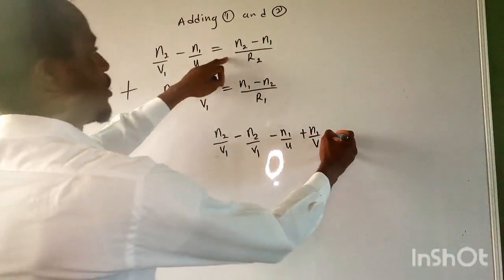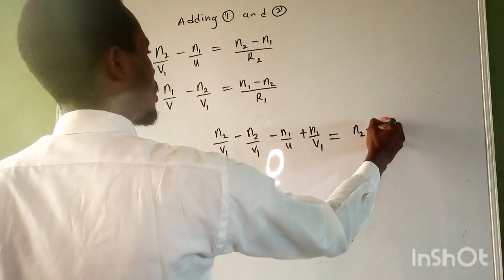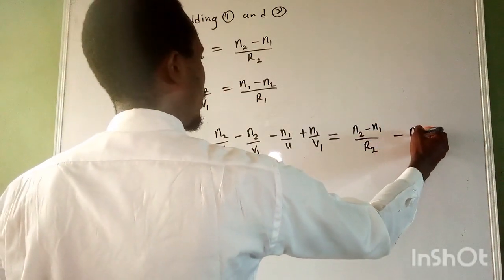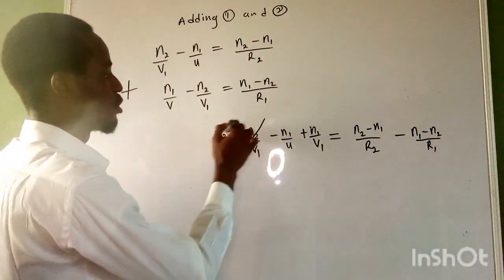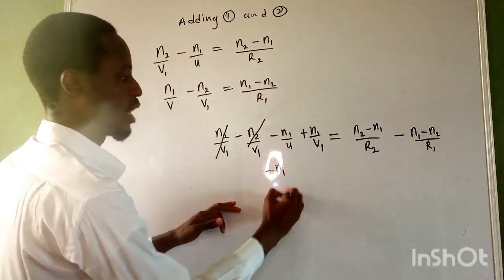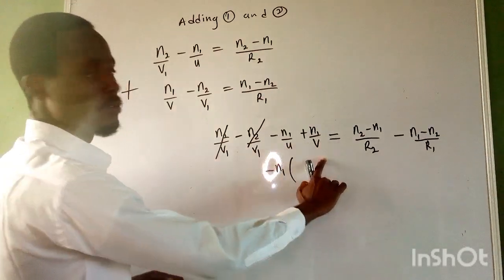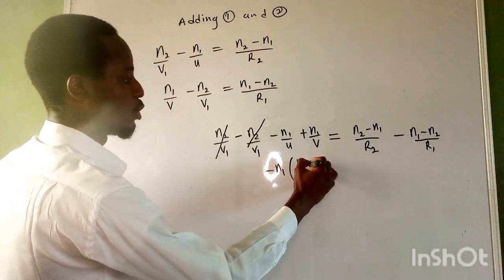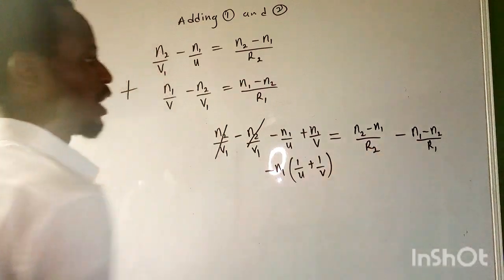Then we have to add the other side too. So all will be equal to this, that is n2 minus n1 over r2 minus n1 minus n2 over r1. As this, we go with this, then we'll be left with the common factor here, minus n1, and I'll be having 1. Sorry, I've made a mistake, this will be v, not v1. So I'll be having 1 over u plus 1 over v. Good.